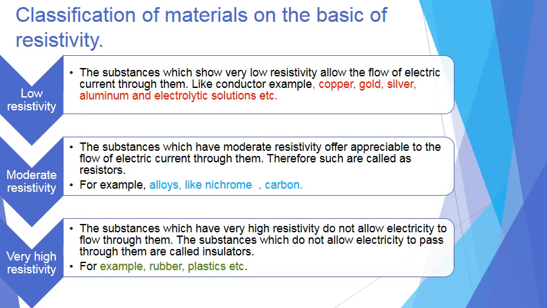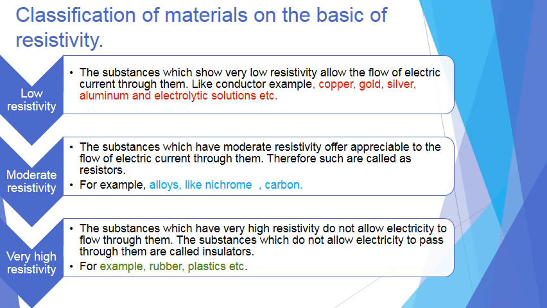The conductor has a lot of examples. Some of the examples are copper, which we use in every electrical appliance. Gold is very expensive. Silver is very pure and also very expensive. Aluminium and electrolyte solution. Electrolyte solution we usually use in the laboratory.